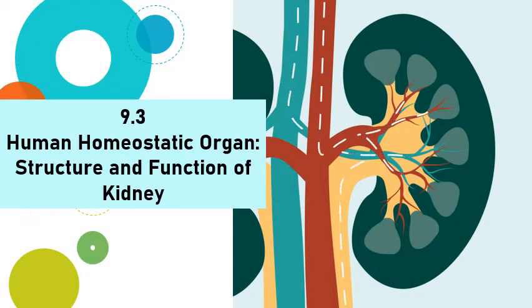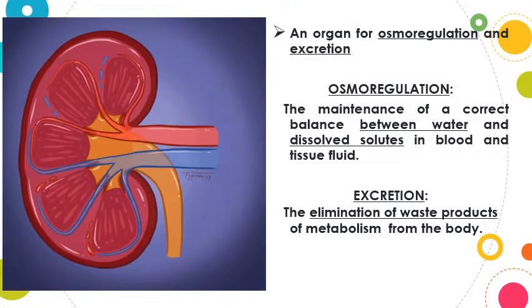Hello, in this video we will look at the structure of the kidney, which is one of the human homeostatic organs. The kidney in humans plays two roles. First is to regulate the level of water and dissolved solutes in the blood and tissue fluid. This is called osmoregulation. The second one is to secrete waste products.